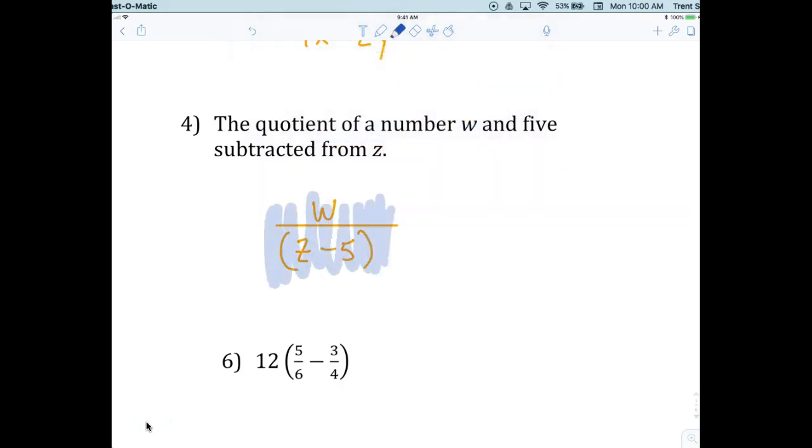I don't want it with a division symbol. I do not want this symbol. We don't use that anymore. All right? Is everybody okay with this? Everybody good? All right, so here we go.